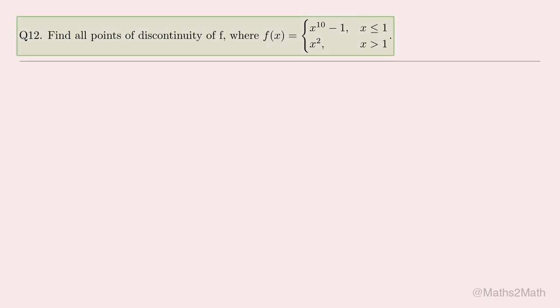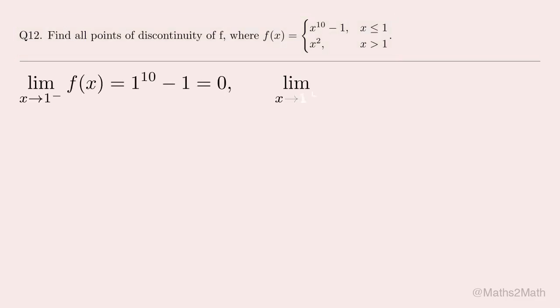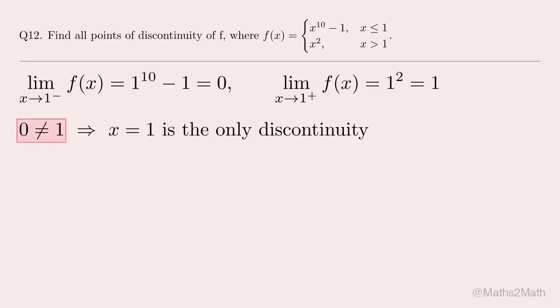Question 12. A 10th power against a square, meeting at x equals 1. High powers of 1 are still 1, so the left limit is easy. At 1, the left piece gives 1 minus 1, 0. The right piece gives 1. 0 is not 1, so x equals 1 is the only point of discontinuity.